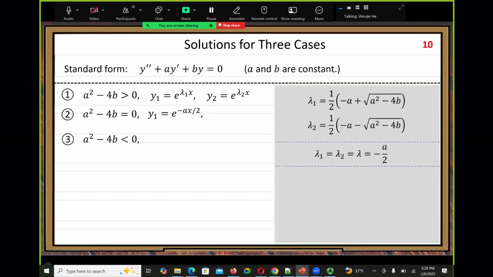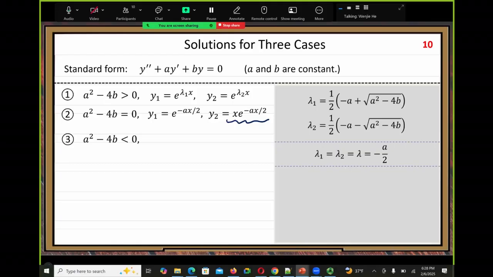Here, I'll give you the second one. y2 equals x times e to the x times the first solution. Can you see why y2 is the solution? x times y1.